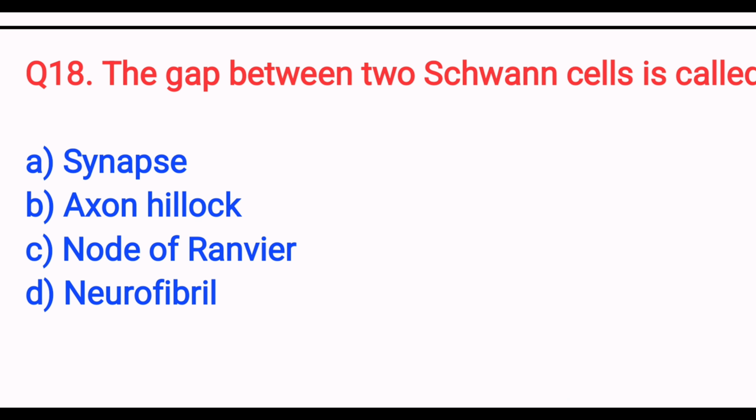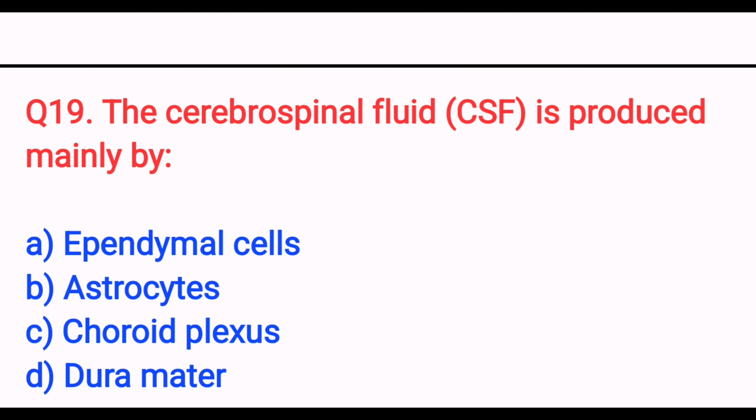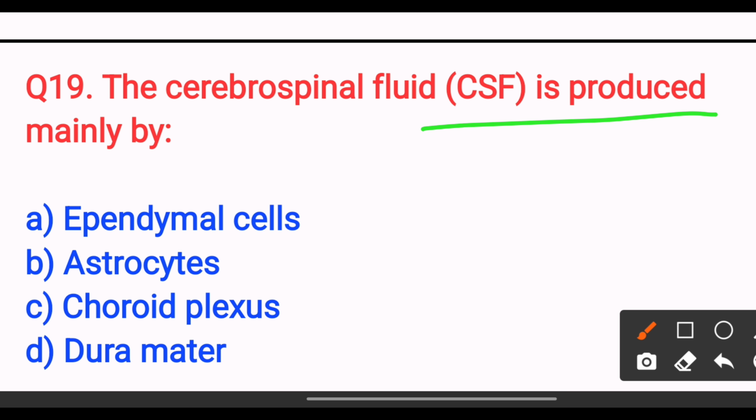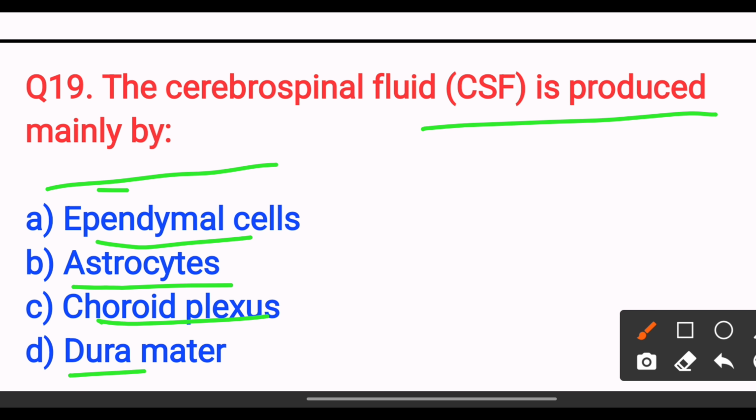Next, the cerebrospinal fluid, CSF, is produced mainly by option A, ependymal cell. Option B, astrocytes. Option C, choroid plexus. Option D, dura mater. The answer is option C, choroid plexus. CSF is secreted by the choroid plexus of the ventricles. So the answer is option C.